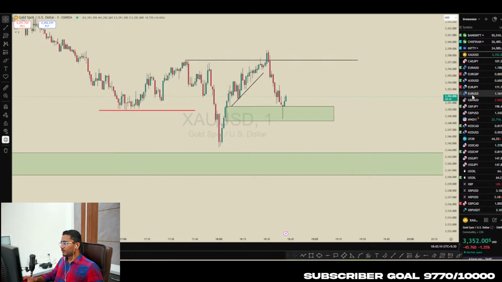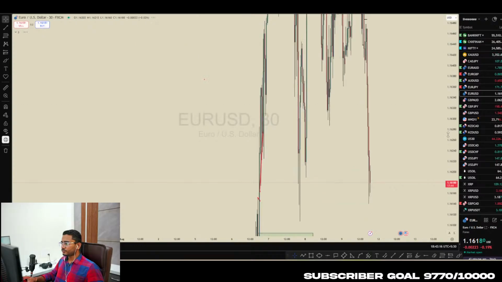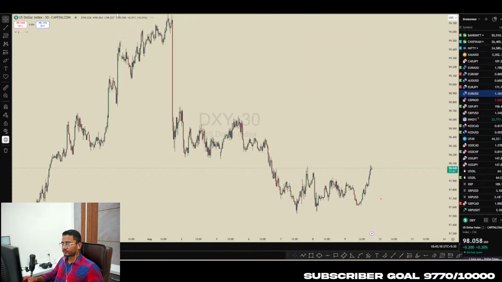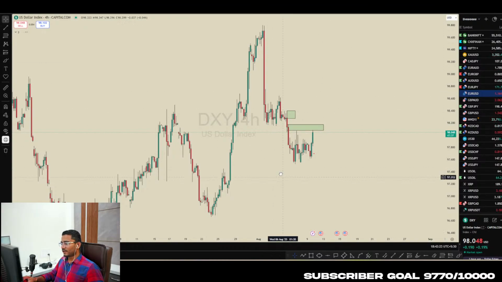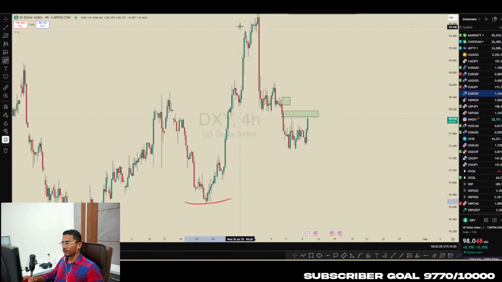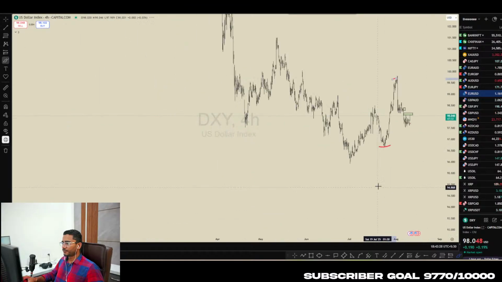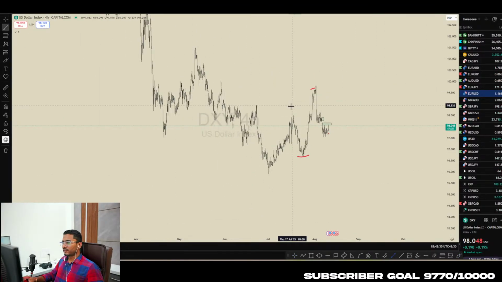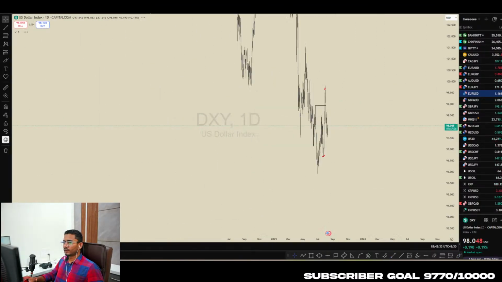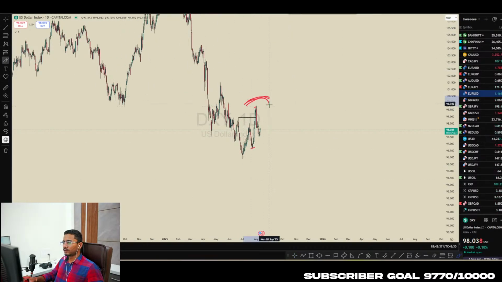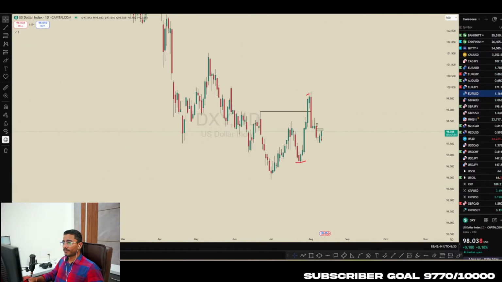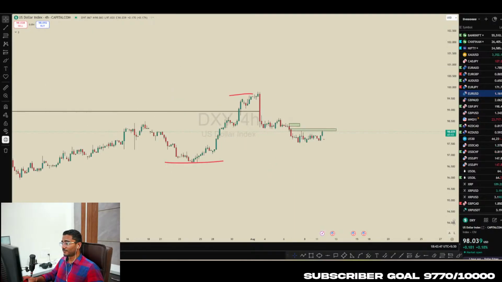EURUSD, the thing is, if you look at DXY, price is still in the internal structure. We have the strong low here. We have the strong high. Price gives a change of pattern here. If you look at the daily time frame, then it's just a high, low. This is our high, low. This is a lower low. Sorry, lower high, lower low. So price is in the internal structure.